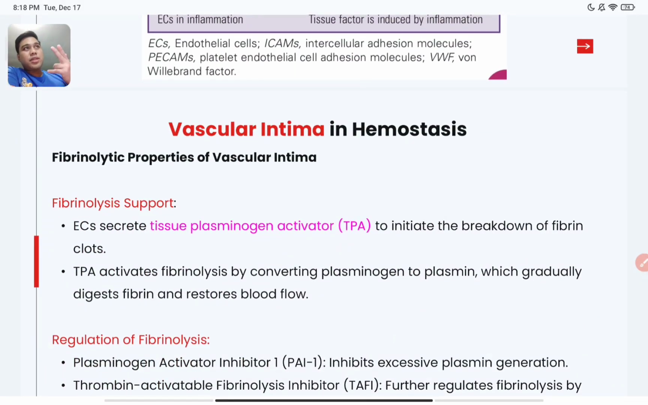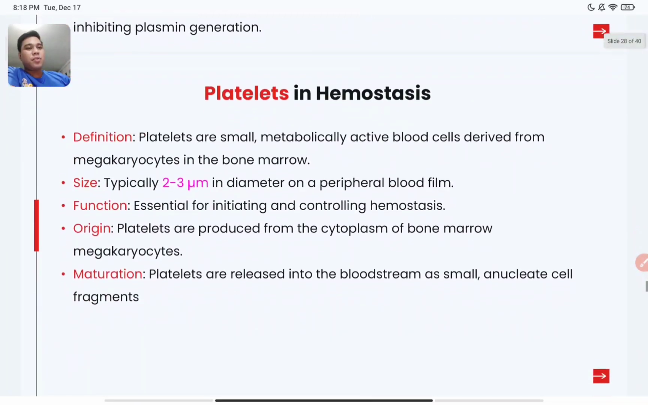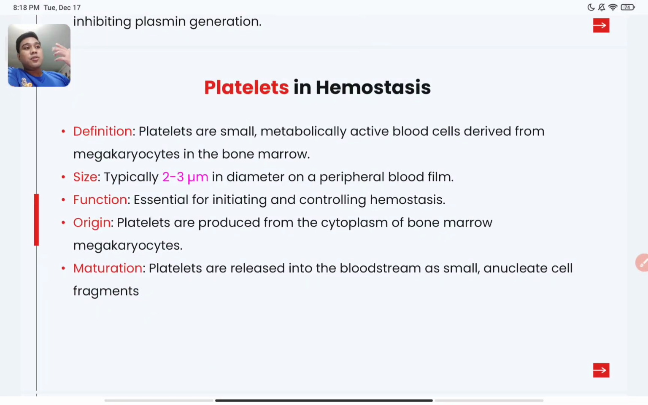And then, so that's it for your blood vessels. Again, your primary hemostasis is made up of your blood vessel and your platelets, di ba? So that's all about your blood vessels. Now let's go to your other component, which is your platelets. So this is now intravascularly, because we have talked about extravascularly, the surrounding tissues, the vascular or the blood vessel itself, and then intravascularly. Let's now go to your platelets.